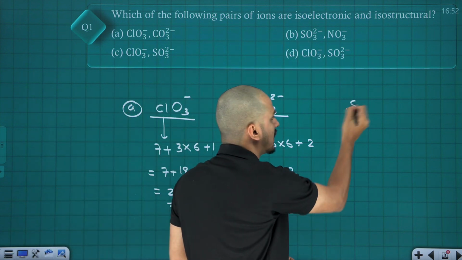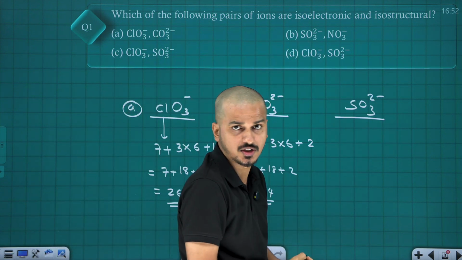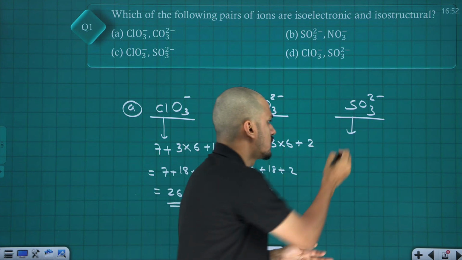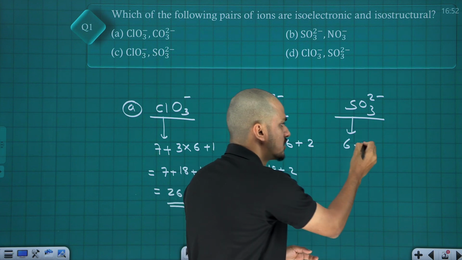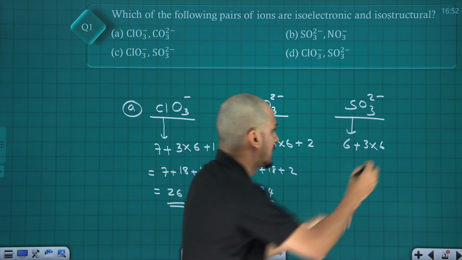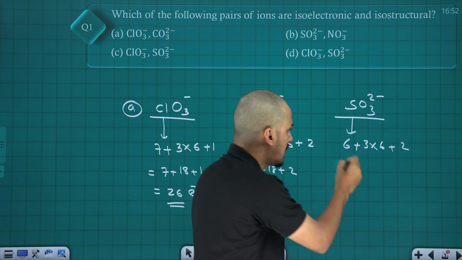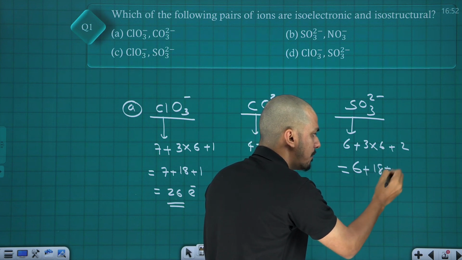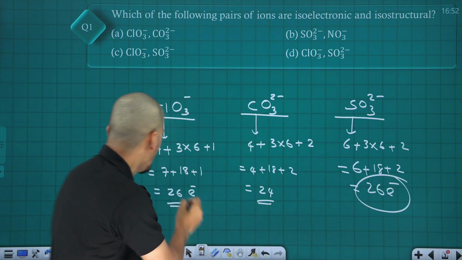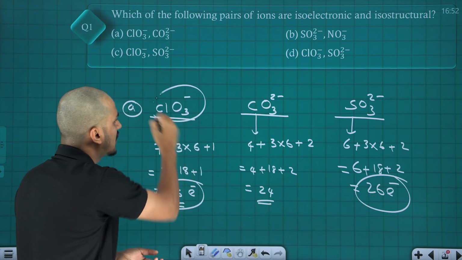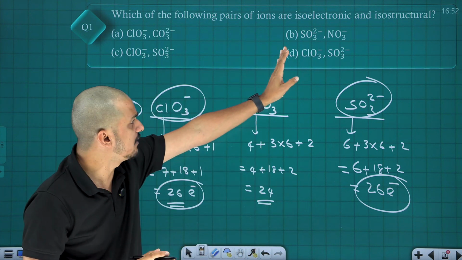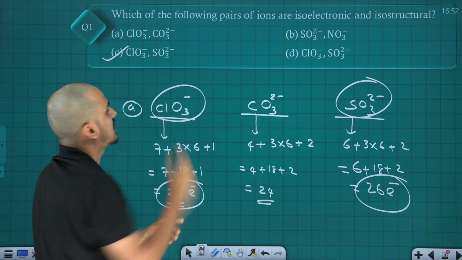Here SO3 2 minus is there. What about SO3 2 minus? Sulfur, atomic number is 16, 16th group, 6 valence electrons. Oxygen also 6 valence electrons, so 3 into 6, like that 3 oxygens are there. And 2 minus means 2 electrons they are gaining, plus 2 you have to add. So 6 plus 3 into 6, 18, plus 2, that means 24 plus 2, 26. Yes, this also contains 26 valence electrons. So ClO3 minus and SO3 2 minus both have the same shape and are isoelectronic also. So option C is the correct answer.